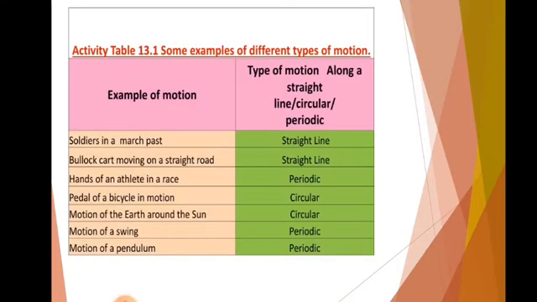Now let us look at various examples of motion. Motion of soldiers in a march past is in a straight line, so it is rectilinear. A bullock cart moving on a straight road is again in a straight line, so it is again rectilinear. Hands of an athlete in a race is periodic motion because they keep repeating. Pedal of a bicycle in motion is occurring in a circular direction, so it is circular motion. Motion of the earth around the sun again is a circular orbit, so it is circular motion. Motion of swing and motion of pendulum are repeating itself again and again, so these two are called periodic motions.